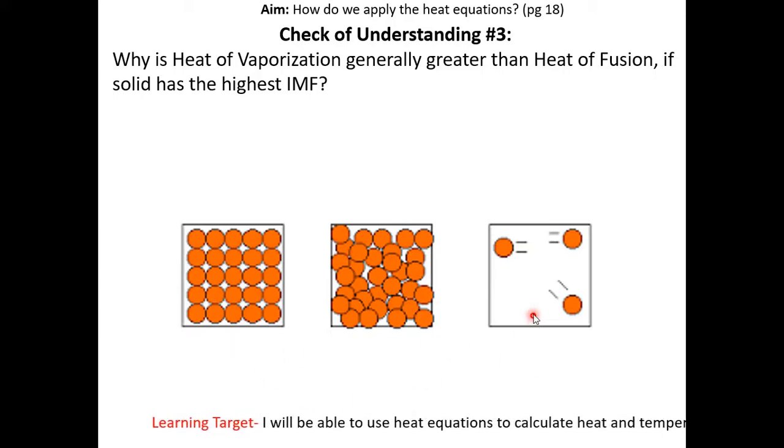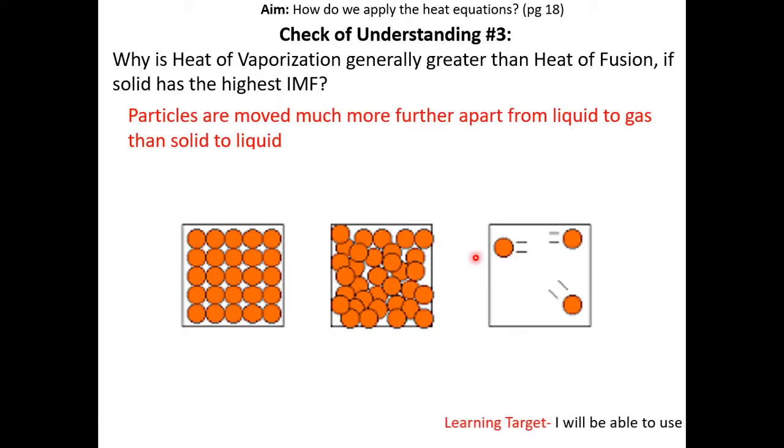If we look at the particle distance, from solid to liquid, the particles move slightly apart, but from liquid to gas, they move far apart. Therefore, more energy is required during boiling because the particles move much further apart from liquid to gas than during melting from solid to liquid.